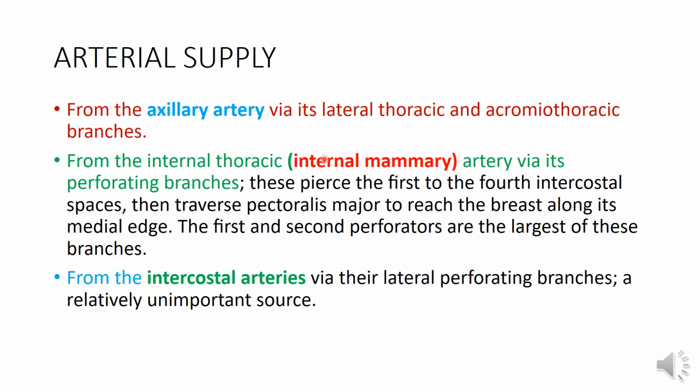So the internal mammary artery, which is a branch of the internal thoracic artery, gives perforating branches to the breast. And then you have the intercostal arteries via their large perforating branches, which is a relatively unimportant source. So majorly we have the axillary artery and the internal mammary artery. The axillary artery comes from the lateral edge, while the internal mammary artery comes from the medial edge.